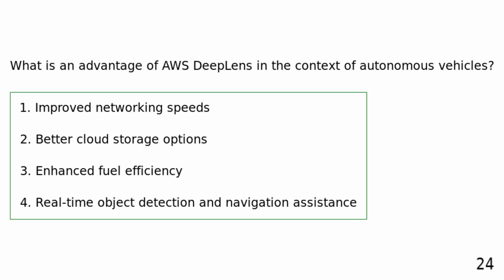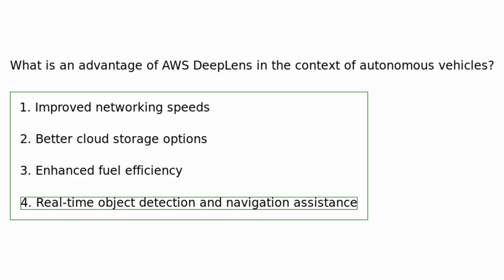What is an advantage of AWS DeepLens in the context of autonomous vehicles? Improved networking speeds. Better cloud storage options. Enhanced fuel efficiency. Real-time object detection and navigation assistance. In the context of autonomous vehicles, AWS DeepLens offers real-time object detection and navigation assistance through its deep learning capabilities.